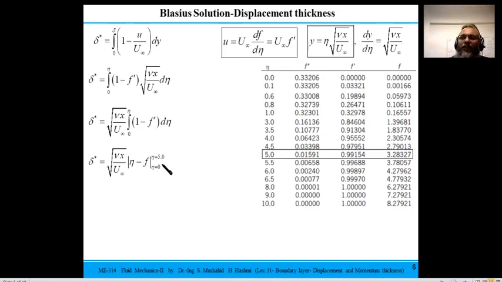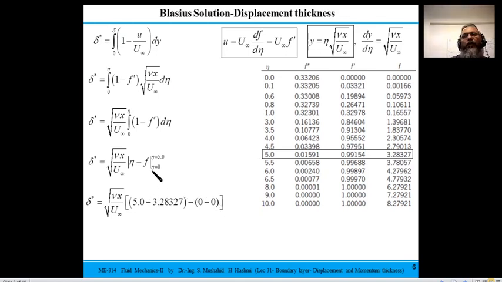So from this Blasius solution, we know that if you integrate and apply the limits, your upper limit is eta and your lower limit is 0. So just substitute the upper limit: when your eta is 5, your function value is 3.28327. So that is what you substituted, the upper limit minus the lower limit.